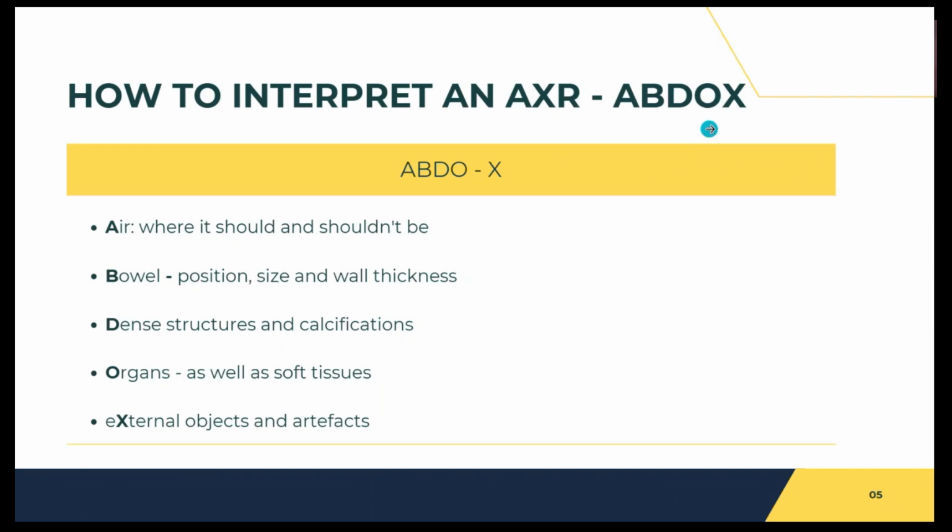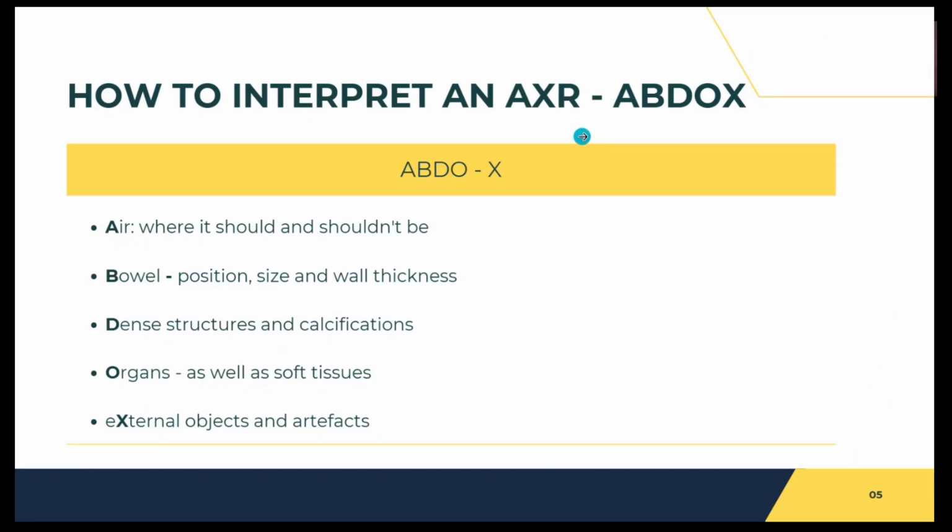So A is for air. You look for where air should be, for example the stomach, small bowel, and large bowel, and where it shouldn't be, such as under the diaphragm, in the biliary tree, or outlining organs. Then B is for bowel. Here I assess the bowel position, the caliber, and the wall thickness. So is it central? Is it peripheral? Are the folds traversing the entire lumen or not?